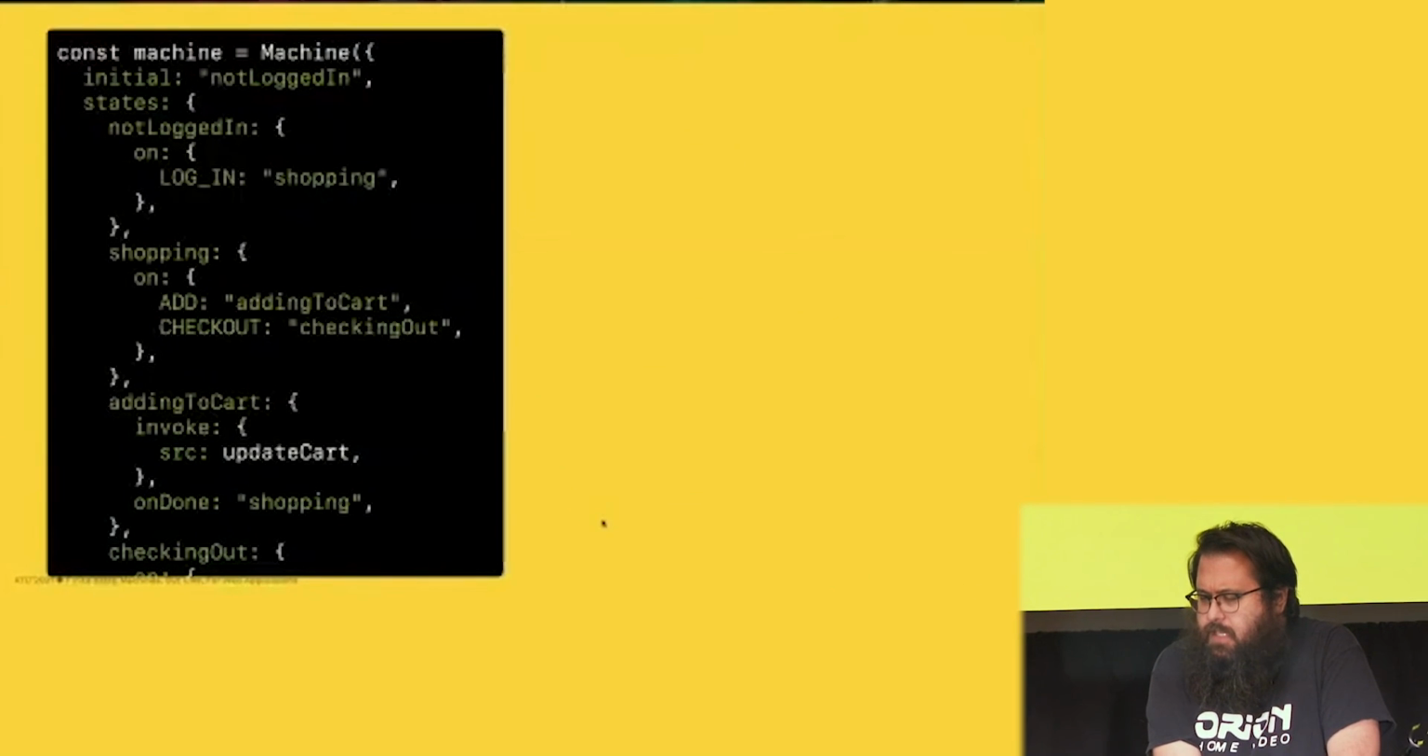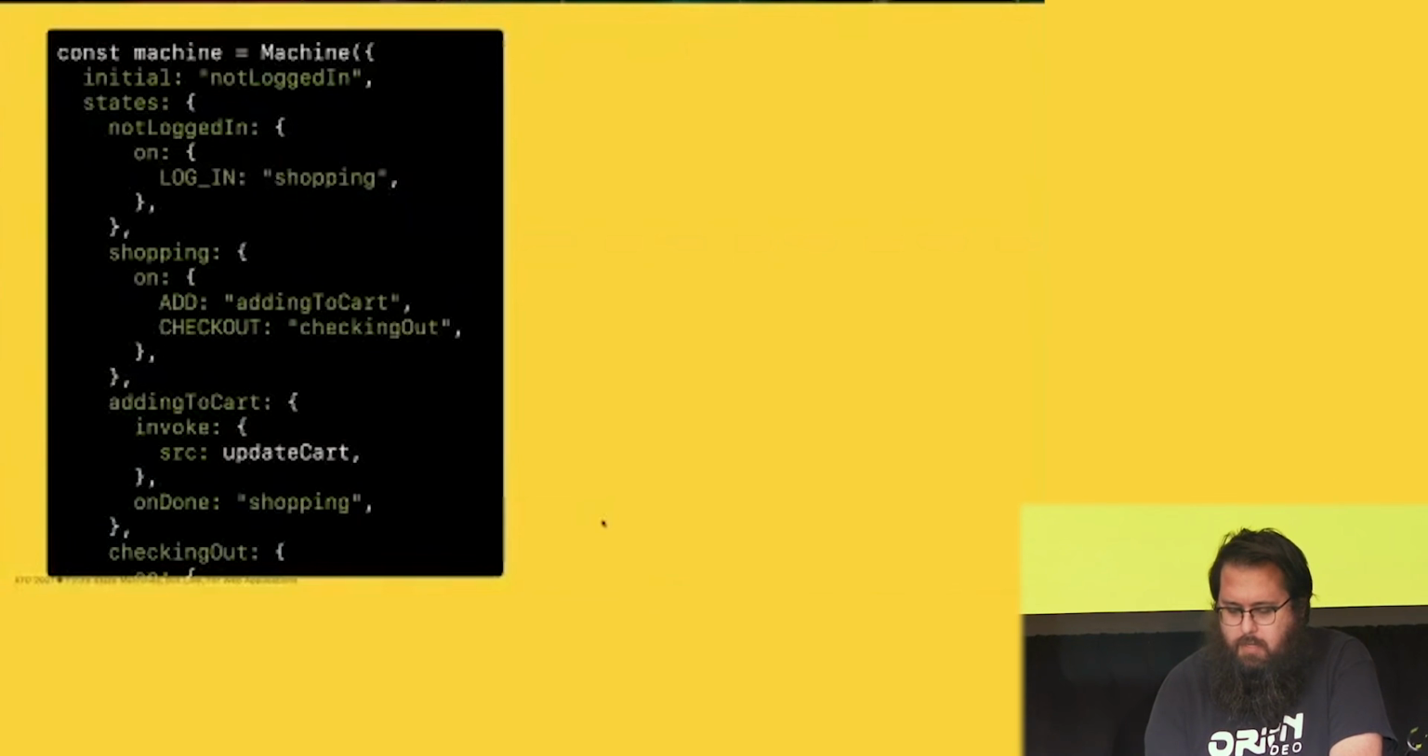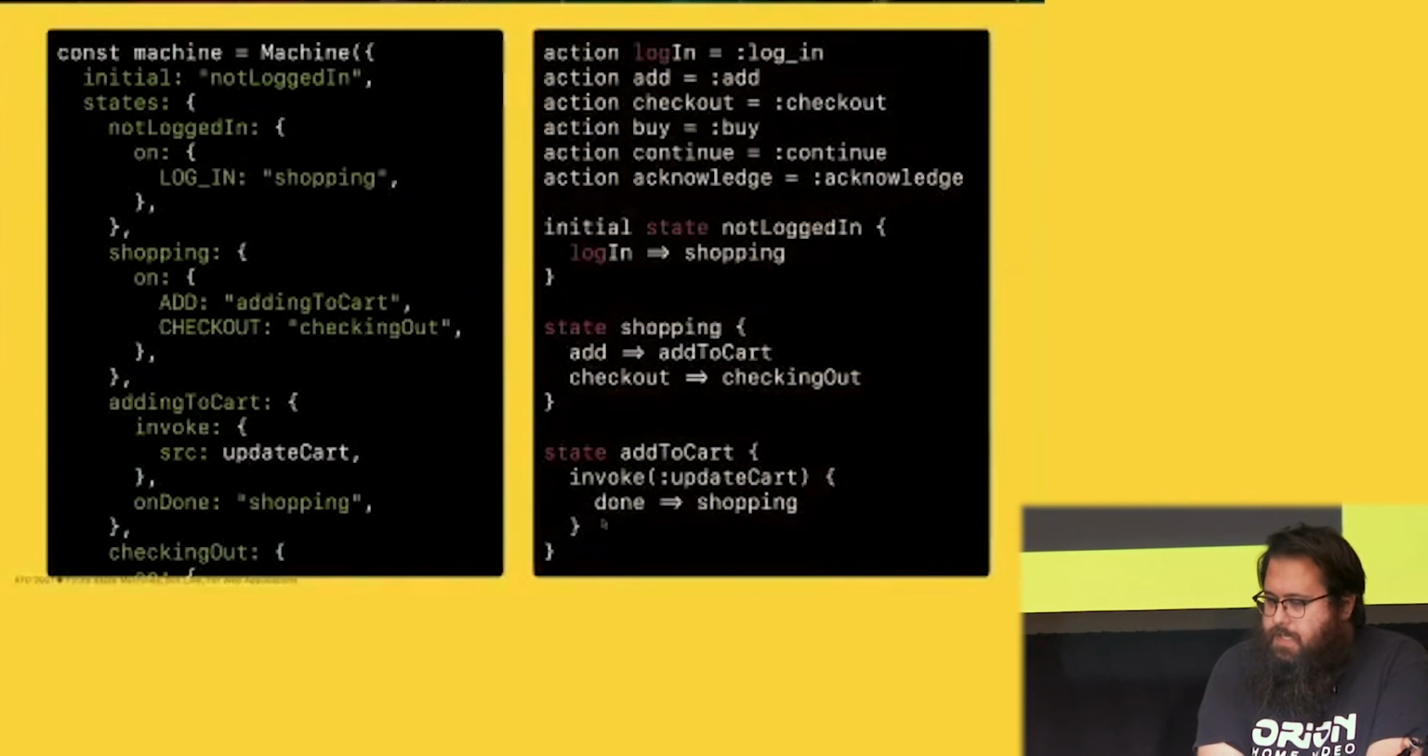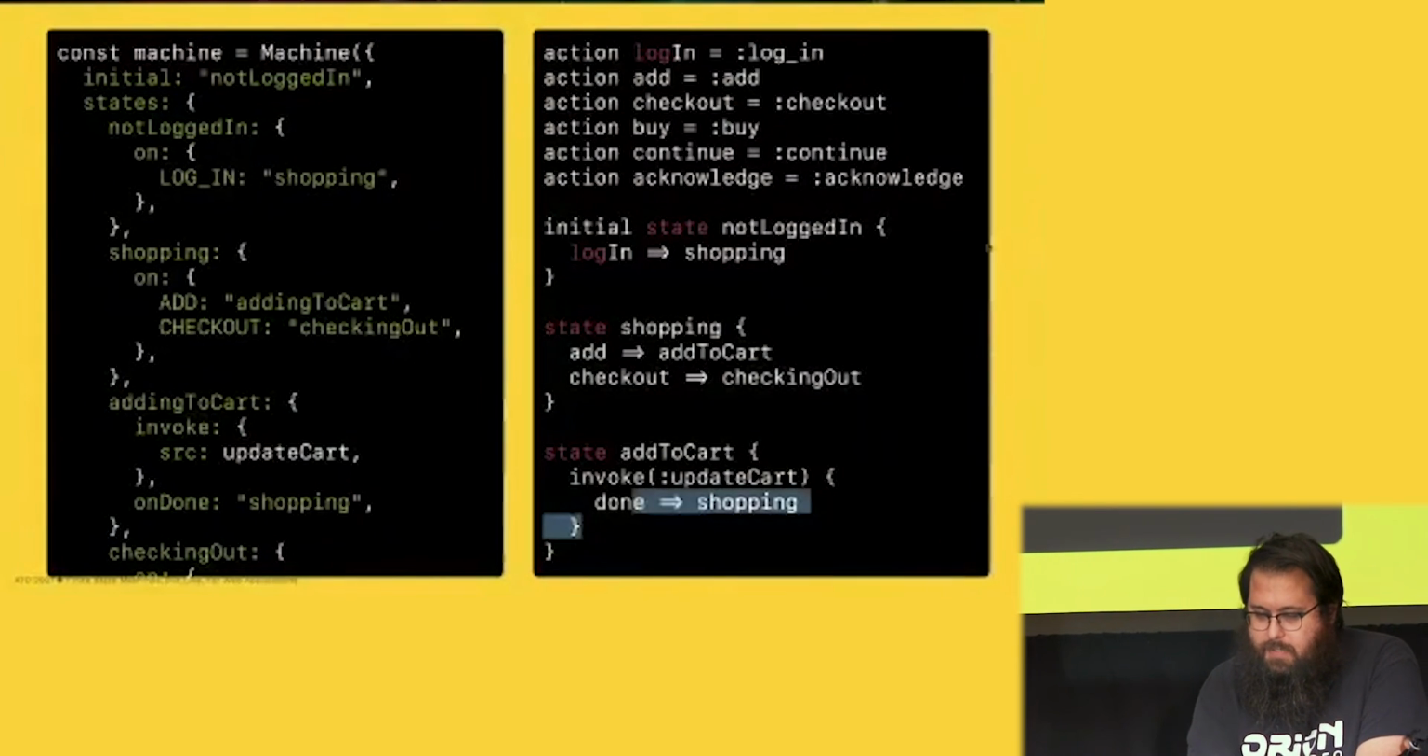Again, this is our fleshed out example of our shop123 site. On the left here, we have our XState code. You've seen this a couple times now. On the right, and forgive the syntax highlighting is a bit weird because there is no Lucy syntax highlighter, but this is what it would look like in Lucy land.